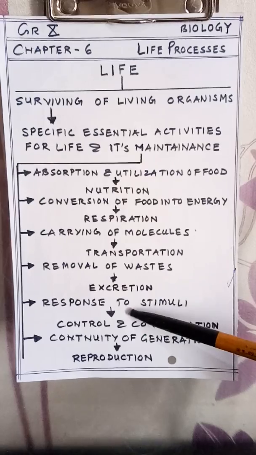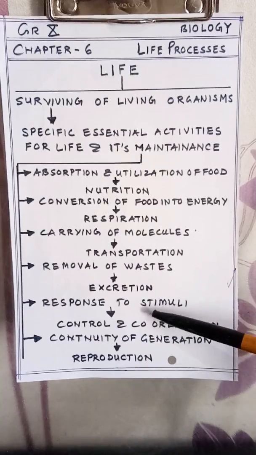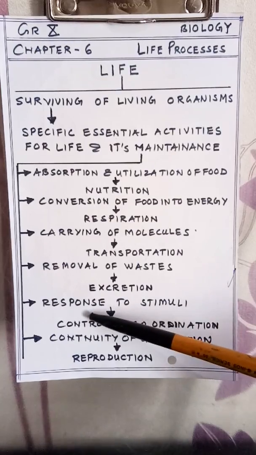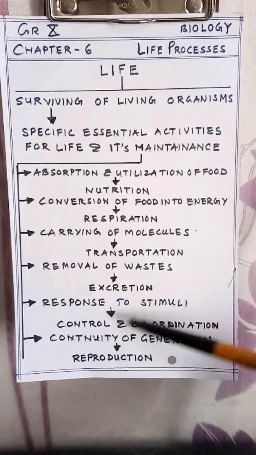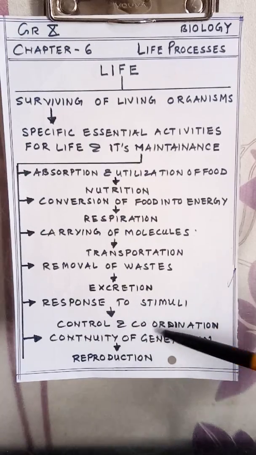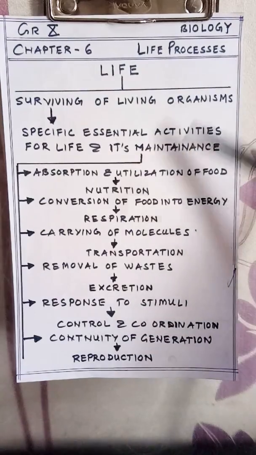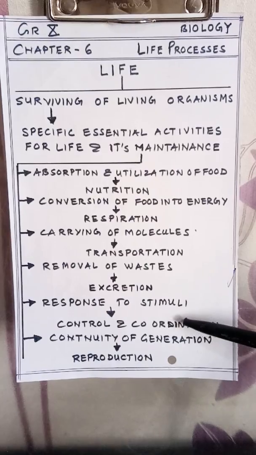Suppose a cat has seen a mouse, the cat will start running behind the mouse. Similarly, if the dog has seen a cat, the dog will start running towards the cat. So here the cat is the stimuli and the running of the dog is the response. So what is the name of the system that maintains this? That name is known as control and coordination. So control and coordination is also one of the life processes which is required for responding towards the stimuli.